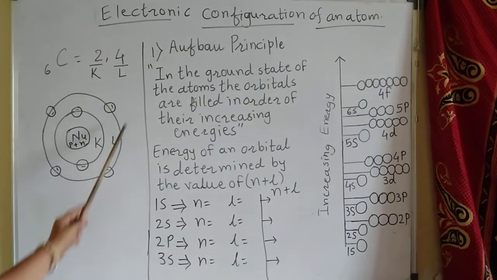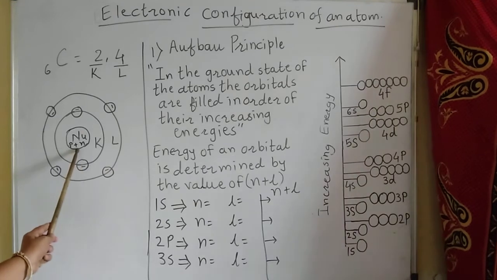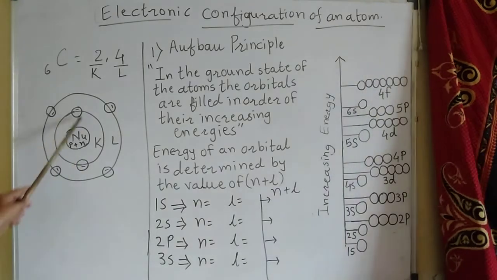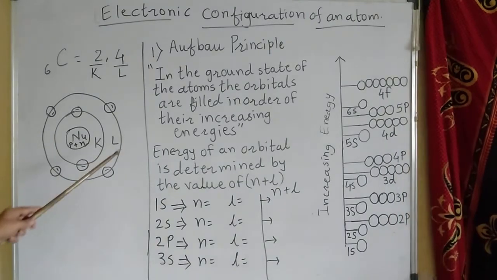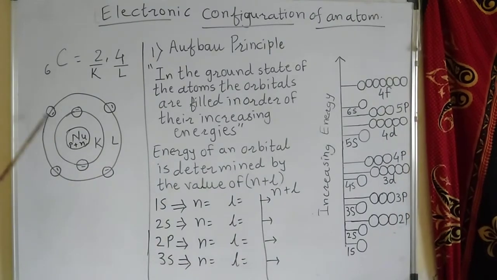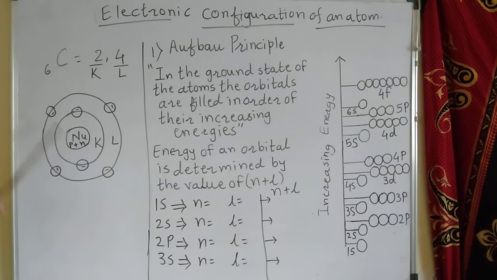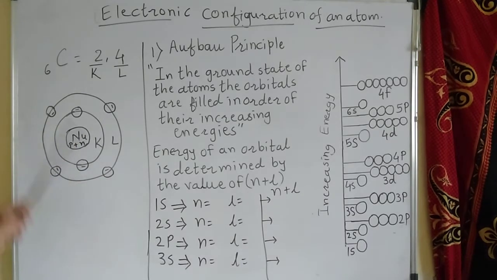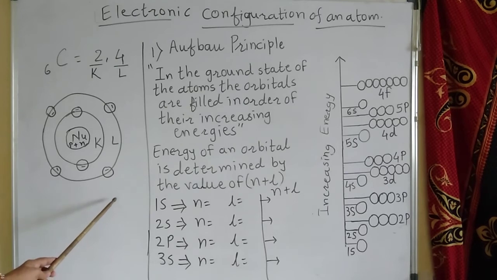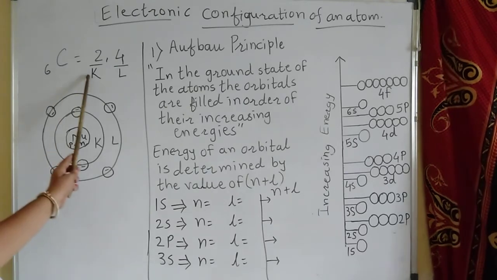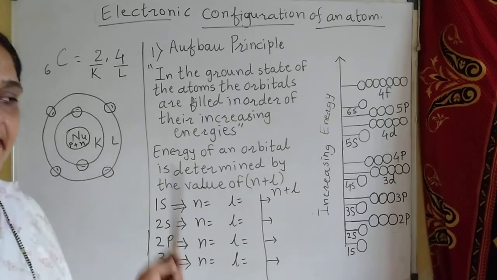So I have drawn here the figure, and in this figure this is the nucleus, this is the K shell where 2 electrons are present, this is the L shell where the 4 electrons are present. Now here the total electrons are 1, 2, 3, 4, 5 and 6. This way the arrangement of the 6 electrons is there in the carbon atom. This type of arrangement you have already discussed in 9th and 10th standard.